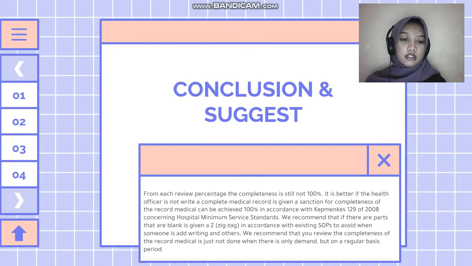We recommend that if there are blank parts, they are given a Z or zigzag in accordance with existing SOPs, to avoid someone else writing in them. We also recommend that the completeness review of the medical record is not done only when there is a demand, but on a regular periodic basis.